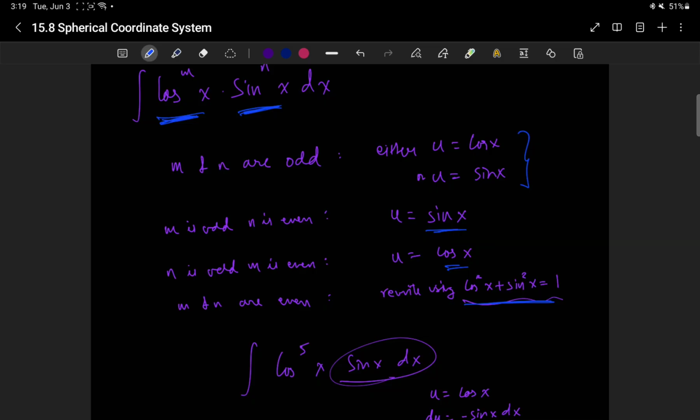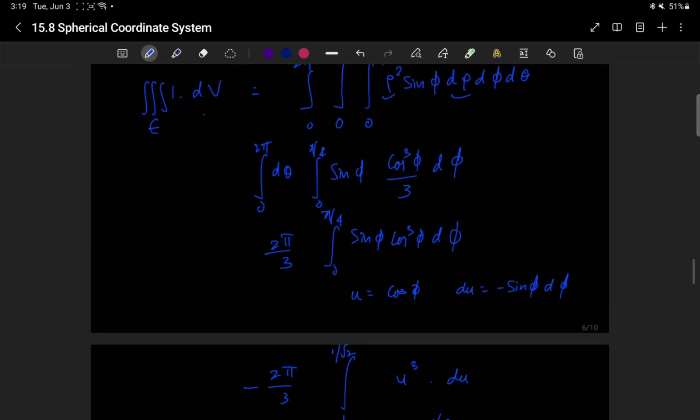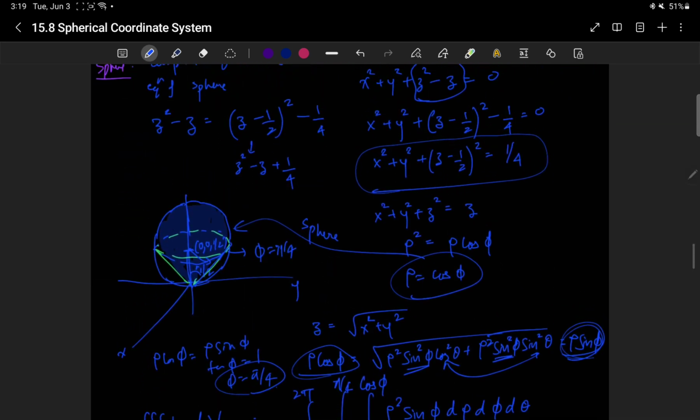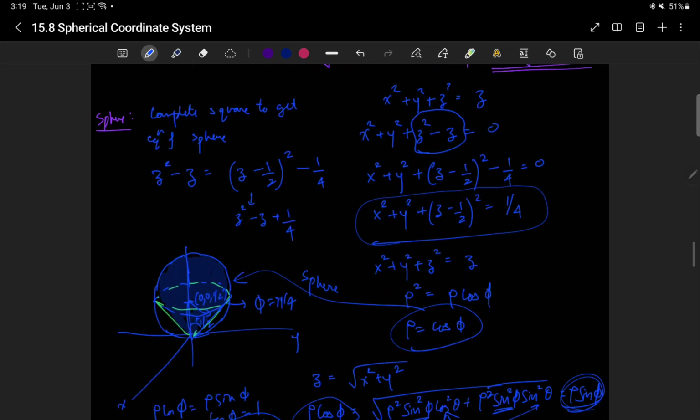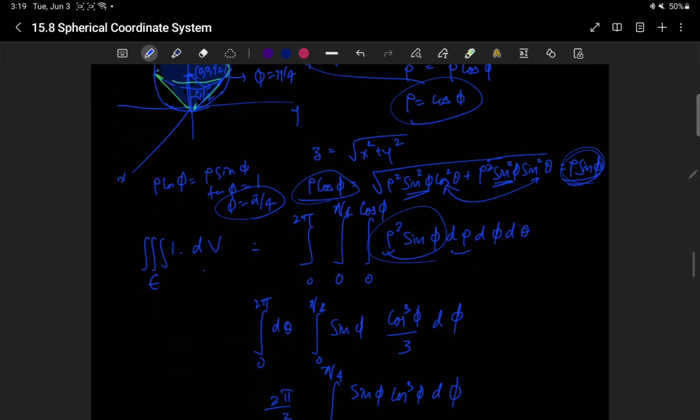That's it for this particular video. It's kind of short, and it's similar to before. The only thing you have to keep in mind is to make sure you don't forget to put the rho squared sine phi whenever you are converting things into the spherical coordinate system.